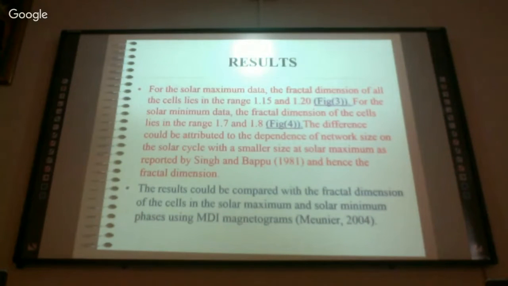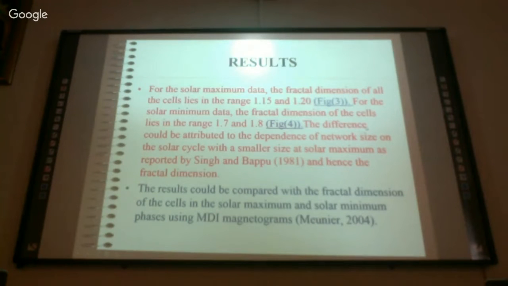For solar maximum data, the fractal dimension of all the cells lies in the range 1.15 to 1.2. So for maximum data, I got a lesser value for fractal dimension. For minimum data, I got a little higher value for fractal dimension, as you can see in this plot. I'll show you later.